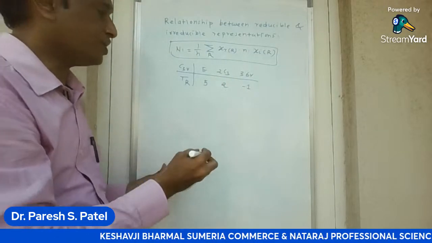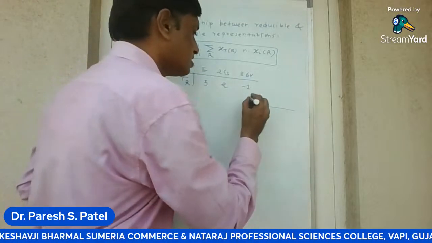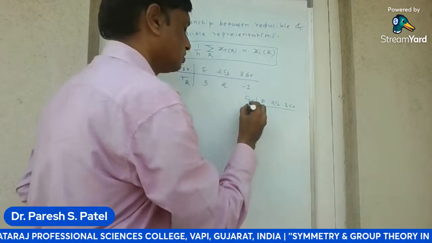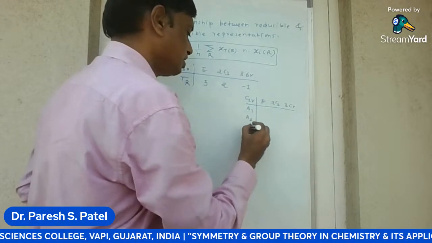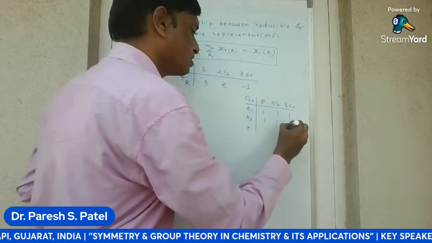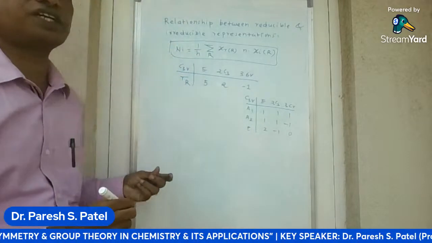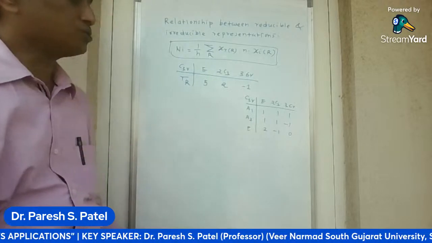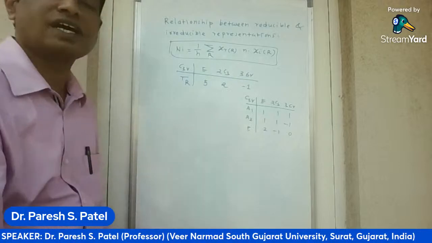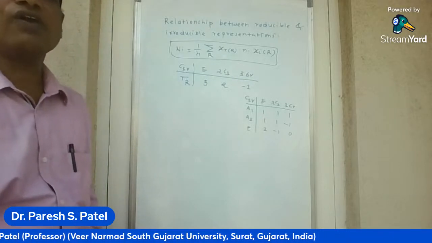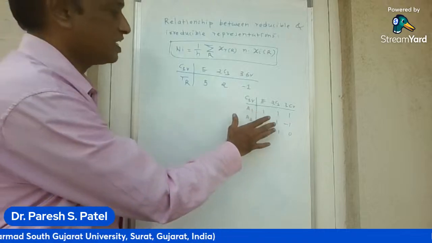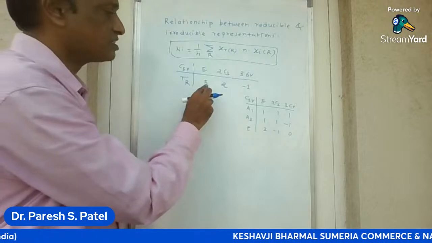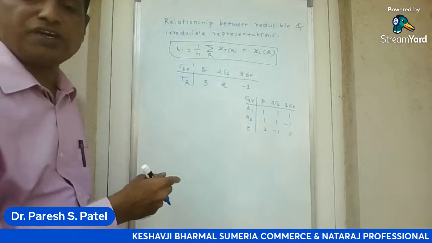For this conversion, we need a character table for the C3v point group. A1, A2, E: 1, 1, 1; 1, 1, minus 1; 2, minus 1, 0. This is the character table for the C3v point group. From an exam point of view, you will be provided this character table, just like our log table. With the help of this character table and the relation between reducible and irreducible representation, we can convert these reducible representations into irreducible representations.